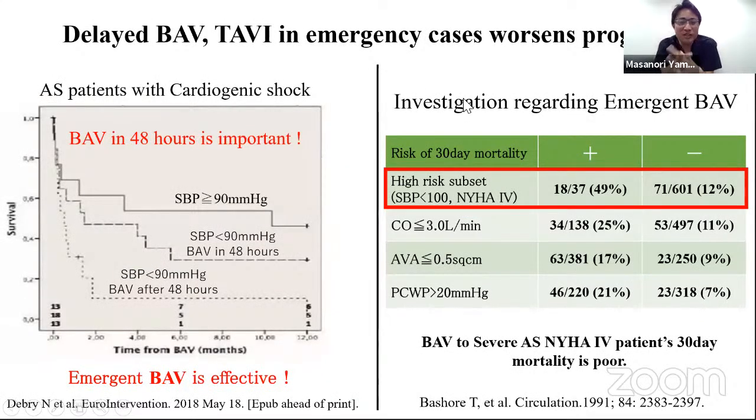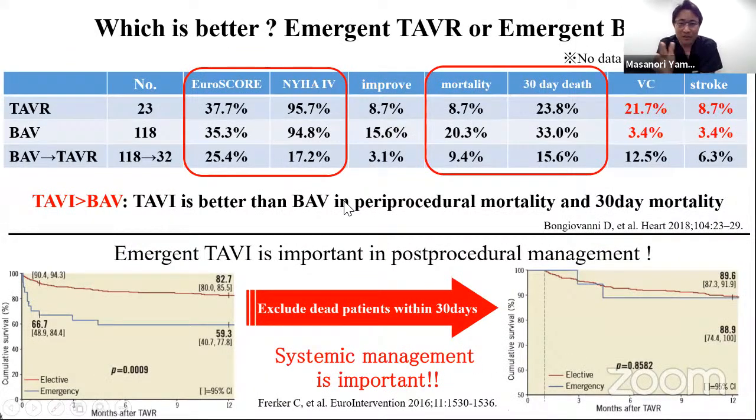So generally, we should not postpone the emergent invasive procedure. Delayed BAV or TAVI in emergent cases worsens the prognosis according to previous reports. And which is better, emergent TAVA or palliative emergent BAV? Of course, the early mortality and late mortality are still high, but emergent TAVA or TAVI is superior compared with the BAV treatment.